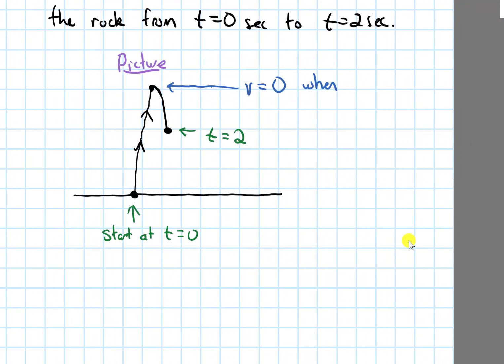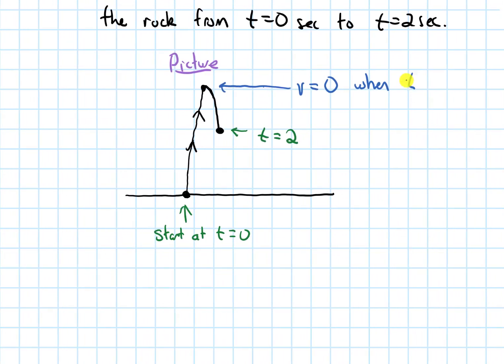Okay, so in my picture, the velocity would be 0 when t is 1.5 seconds. And that happens before we reach t equals 2 seconds. So by 2 seconds, this thing is on its way down. Looking at this picture, the displacement is just the difference in the final position, which was here, and the starting position. So this would be the displacement, this vertical distance.